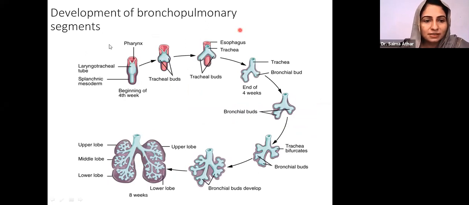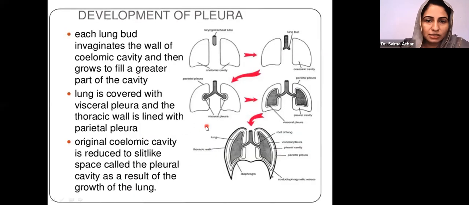So what is the first step in the development? It is the development of the bronchopulmonary segment. Actually, we divide the development of the lung into different phases. What are those phases? Usually we call 4 phases, otherwise a fifth phase is also included. We'll come to that point.